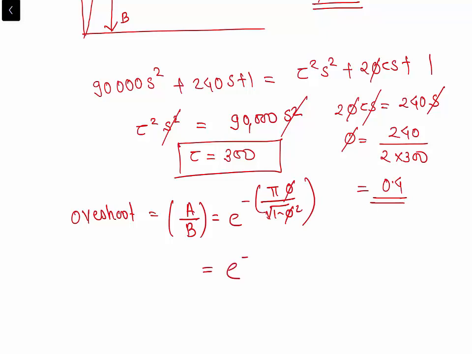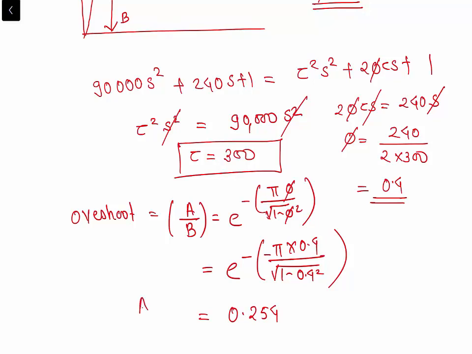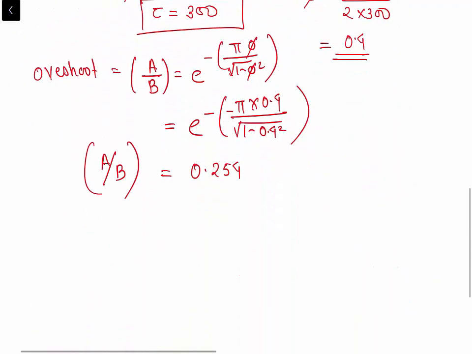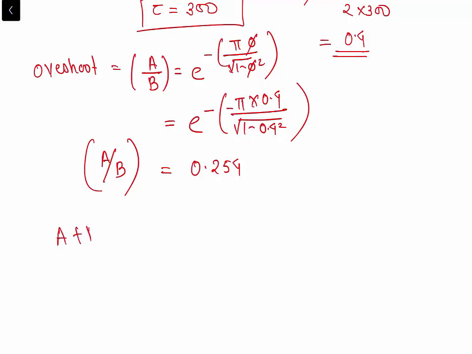You just put the values: e to the power minus pi into 0.4 upon under root of 1 minus 0.4 square. How much is it coming? Calculate it fast on your calculator. This value should be coming 0.254. So we got the a by b ratio. But what do we exactly want? We want the new steady state basically.